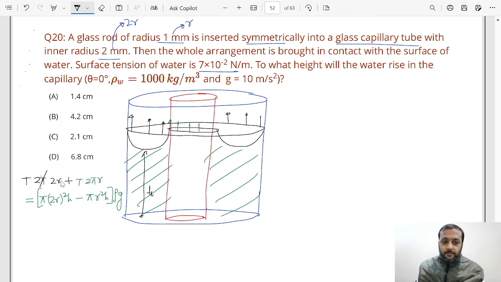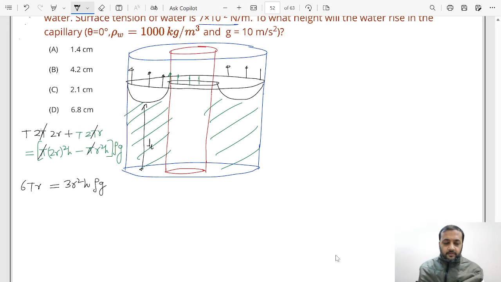Now from here you can see pi, pi, r, r get cancelled. So 2 plus 4, that means 6 into T into r. On the other side, 4r square minus r square, so 3r square into h into rho into g. The value of r will also get cancelled. So 6T is equal to 3r h rho g. You can cancel, this will become 2. So h equals 2T by r rho g. That is the value of h we are getting.